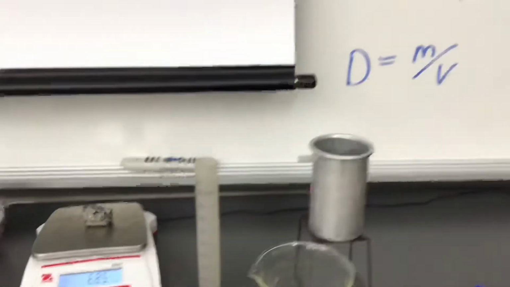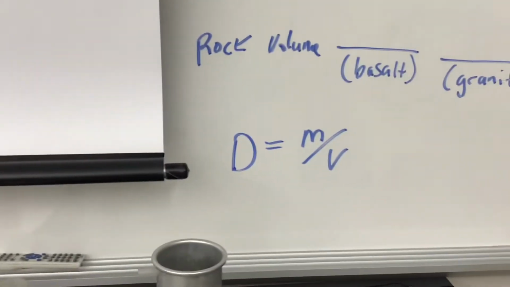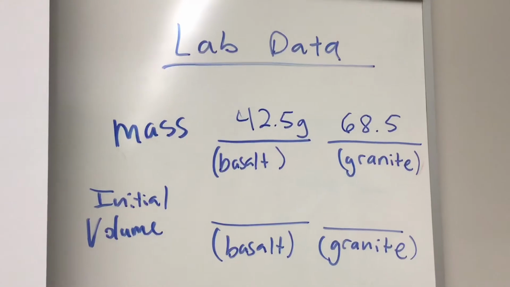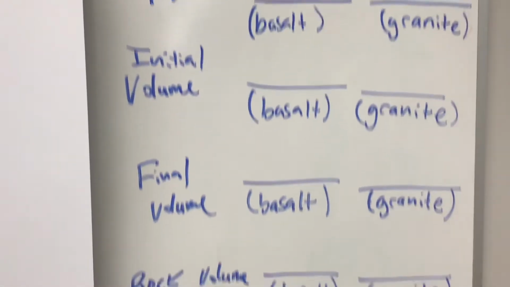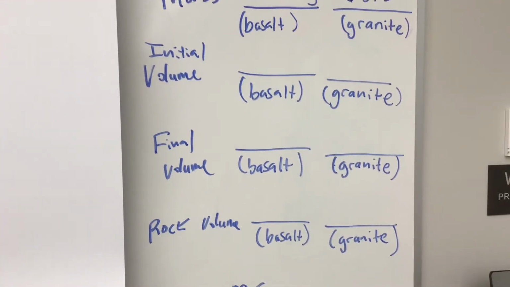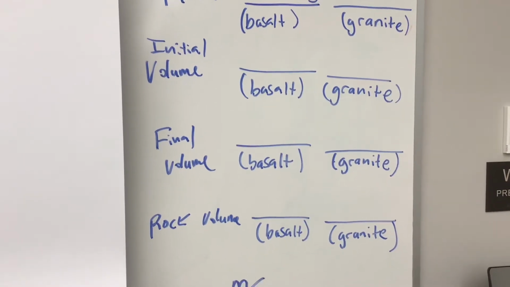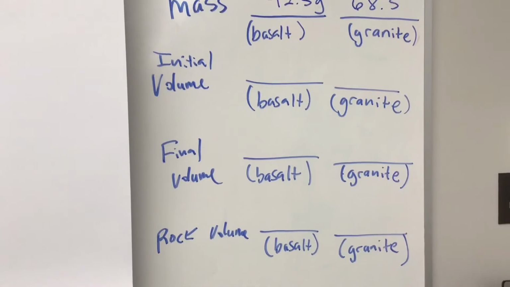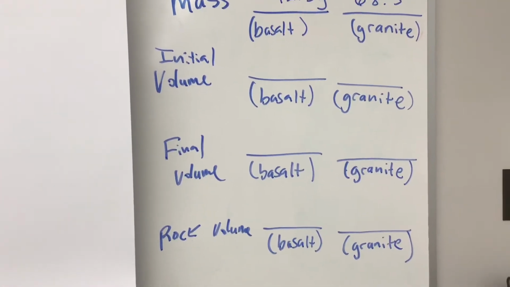The next step is we have to find the volume, because the formula for density, as you can see right there, is mass divided by volume. So we've got half of it already by measuring our mass, but now we need to find the volume. Notice I've got three lines here: initial volume, final volume, and rock volume. I'm going to start by finding the initial volume first, and I'll explain more about what that is in a quick second.